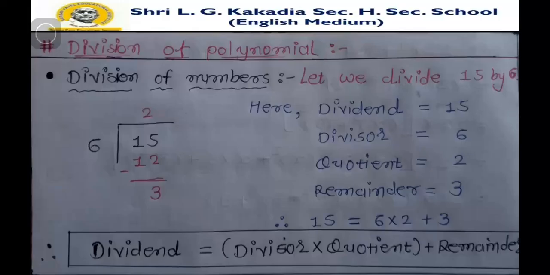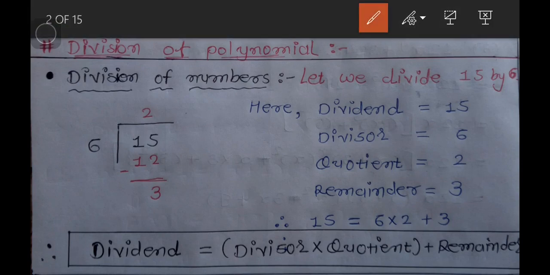Before understanding division of polynomial, first we do division of numbers. We use division rule for number, as you know. So first we divide 15 by 6. If you want to divide 15 by 6, we put here 15 and we divide it by 6. So 6 2s are 12, then we subtract 12 from 15, then remaining part is 3.